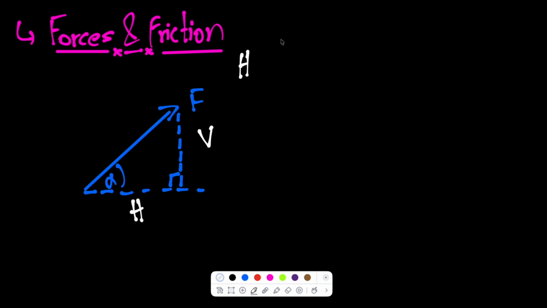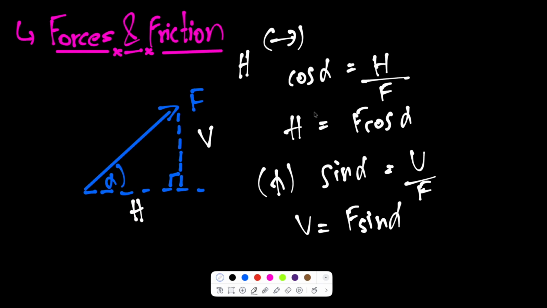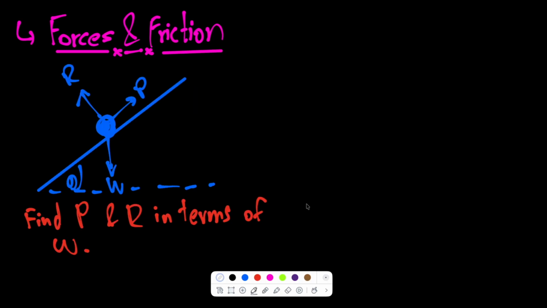So for H, which is horizontal, we can use basic trigonometry. Cos alpha will be the adjacent, which is H, over the magnitude of the force F. So the horizontal component of this force will be F cos alpha. And similarly, we can do this for the vertical component. The vertical component of the force F will be F sin alpha, and the horizontal component will be F cos alpha.